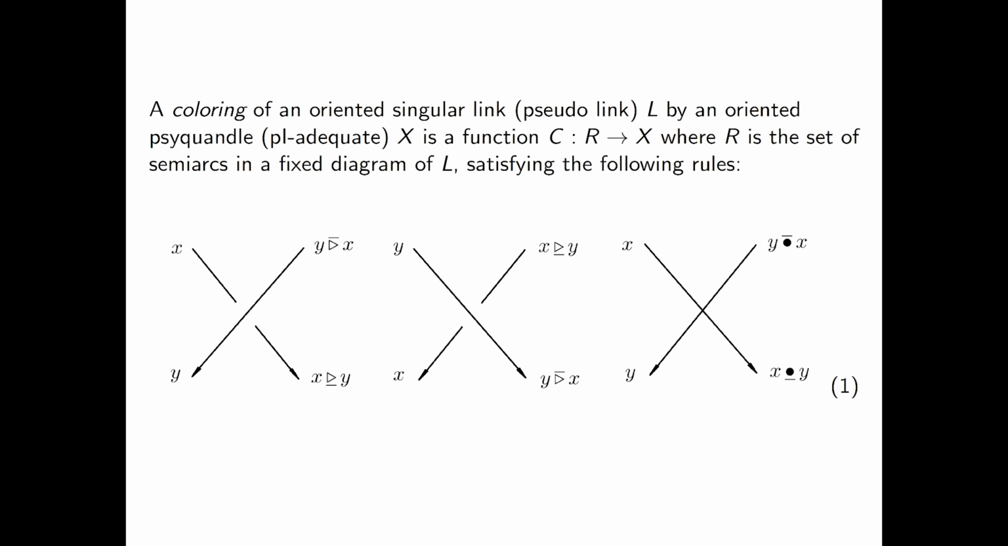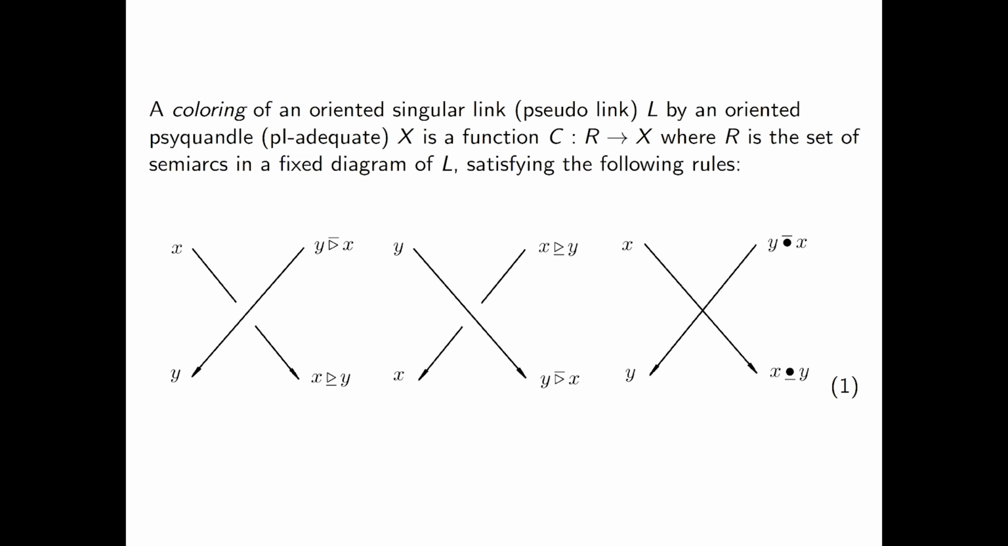And now the following rules are going to tell us how to assign our operations at these different crossings. So first, for a positive crossing, so this is the figure on the left, if we start with the left semi-arcs colored by X and Y, as X goes under Y, the output is going to be X under triangle Y. And on the right, for the overstrand, we have Y over triangle X.